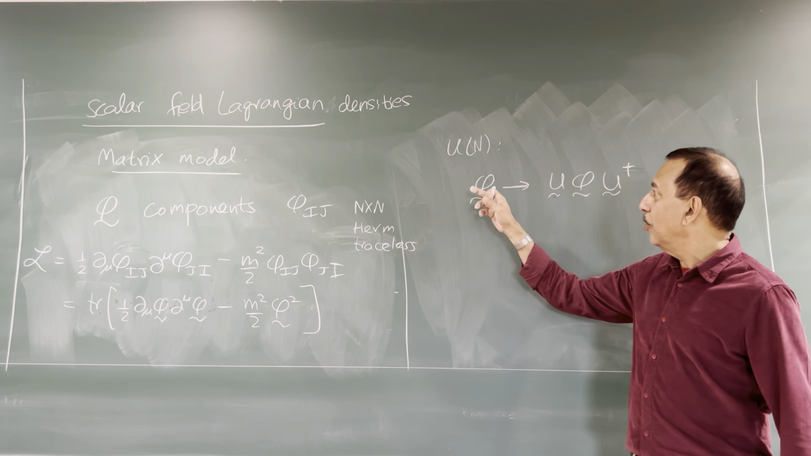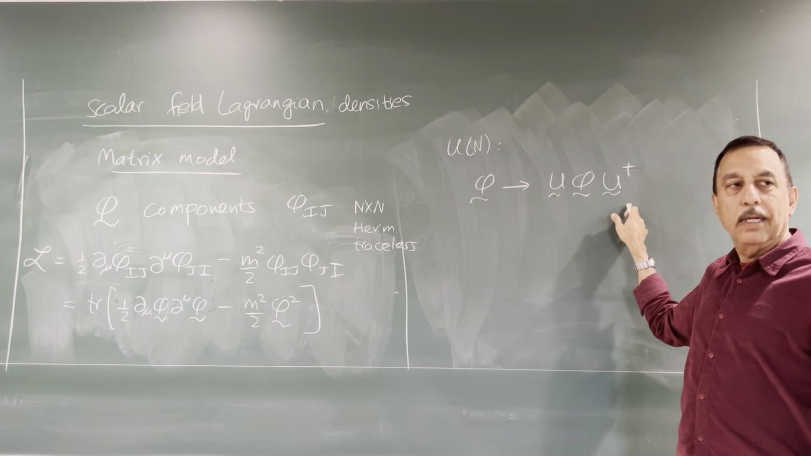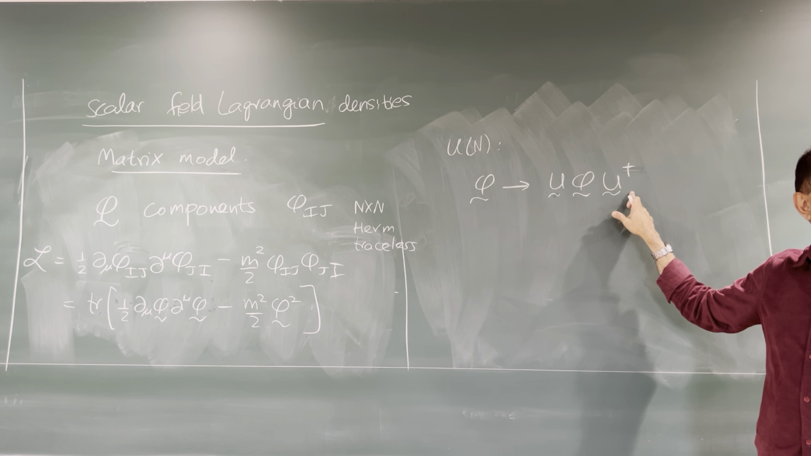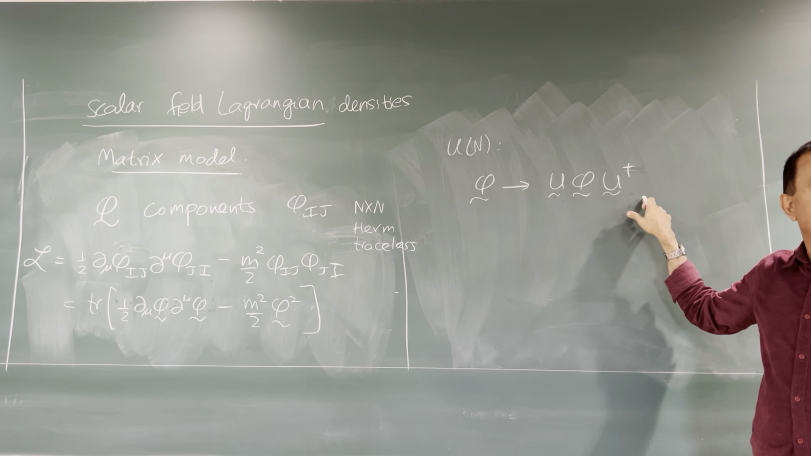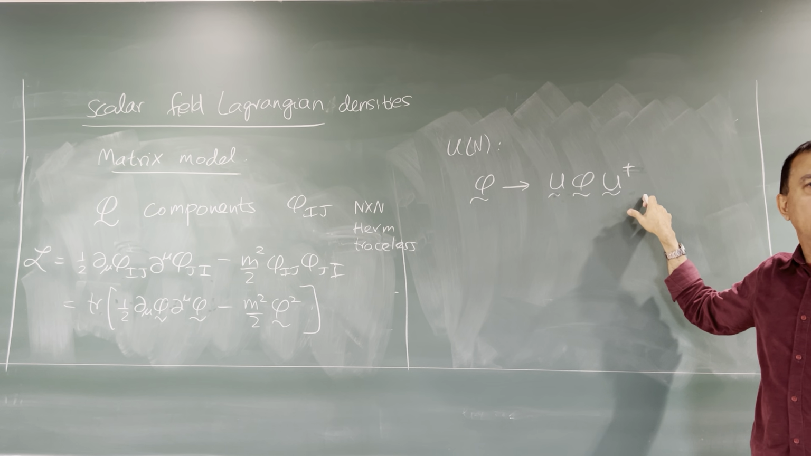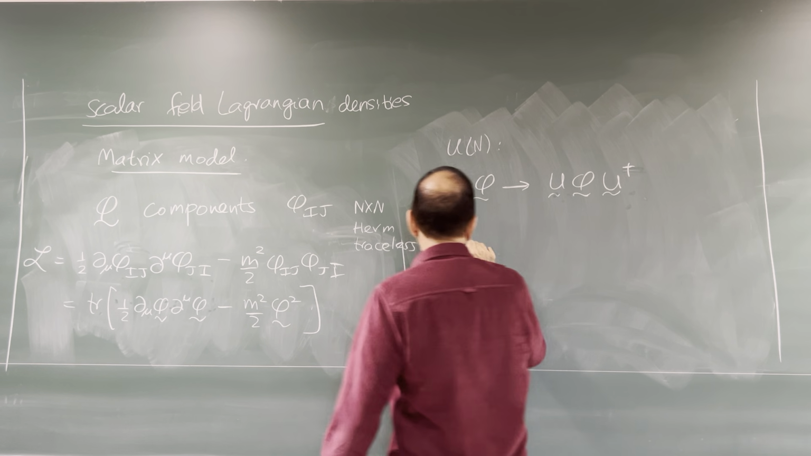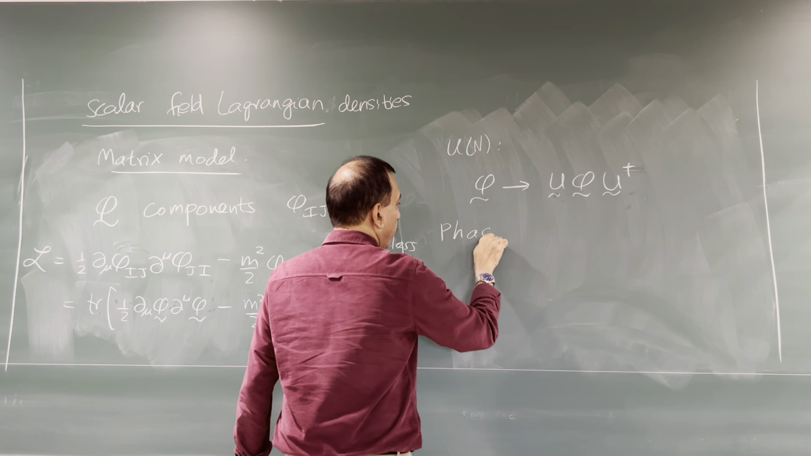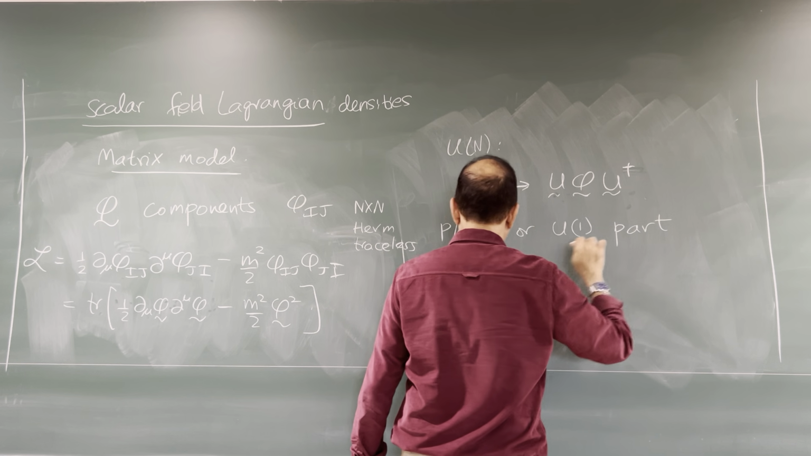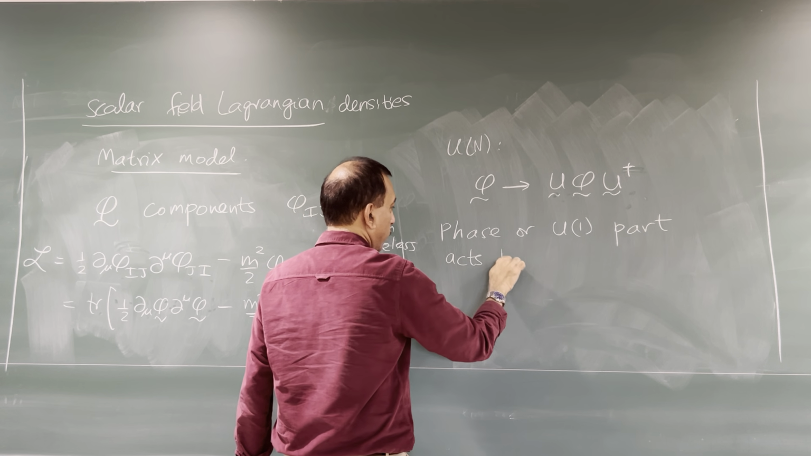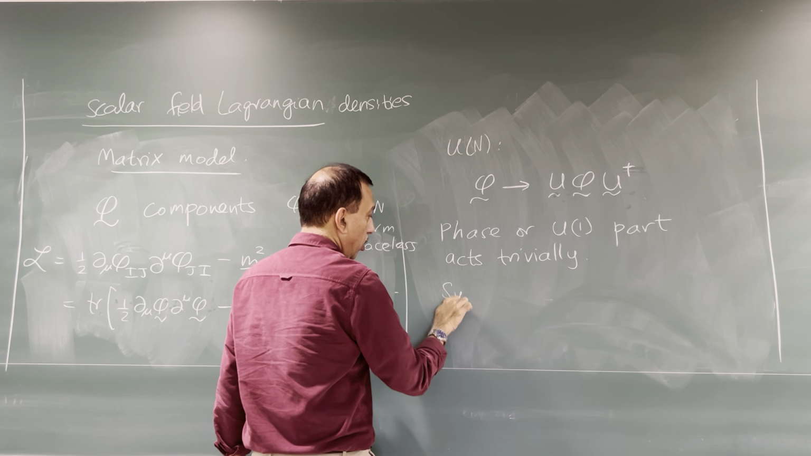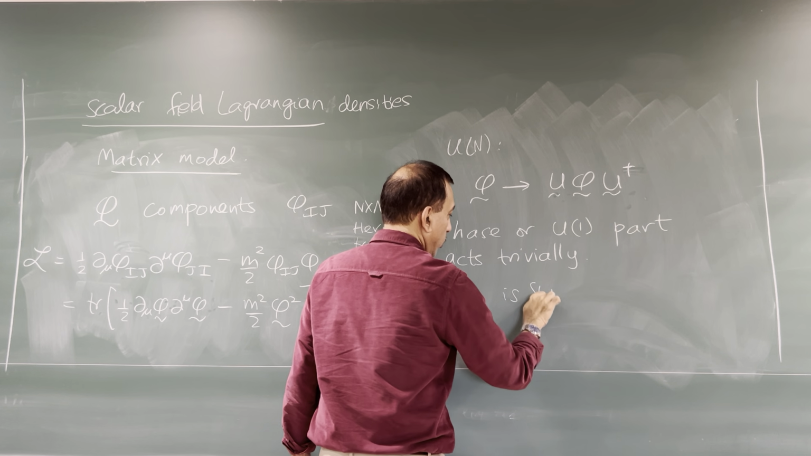Now what happens if I use the U(1) part of this in this transformation? I get a phase here and I get the opposite phase here, proportional to the identity matrix. But then this can already come through and it doesn't do anything. Two phases just cancel. Okay, so the phase part is trivial, it acts trivially. So really the symmetry of this model is SU(n).